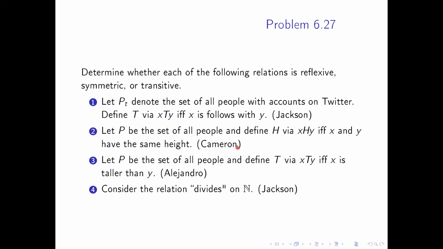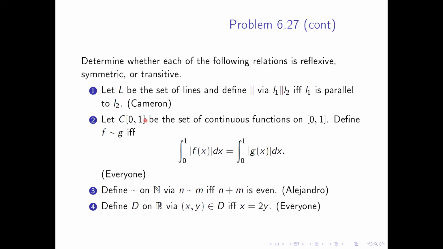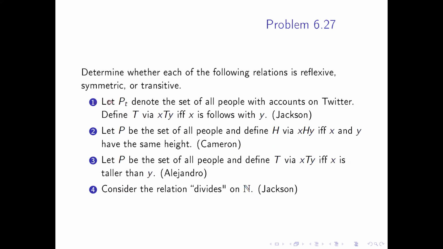Now, this is where it's going to get kind of funky. I want you to think through each of these situations. I've broken them down, and don't worry, there's a second page here, and I'll flip back. So first, let's say P sub T is a relationship of people with accounts on Twitter, where X T Y is that X follows Y on Twitter. Is that reflexive? Is that symmetric? And is that transitive? You need to check each of those three situations and explain why or why not. If it's not true, remember, all you've got to do is provide a counterexample. If it is true, you have to explain why it would always be true.